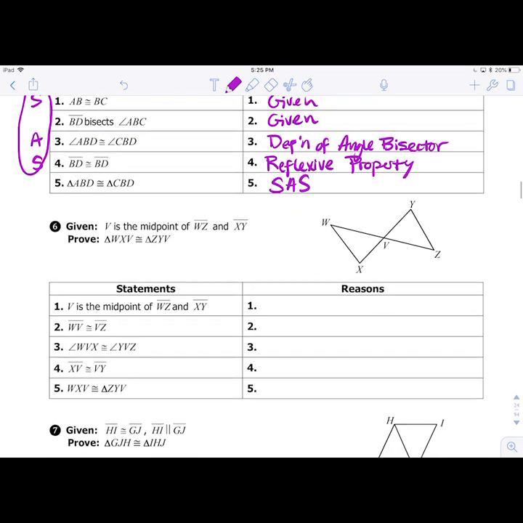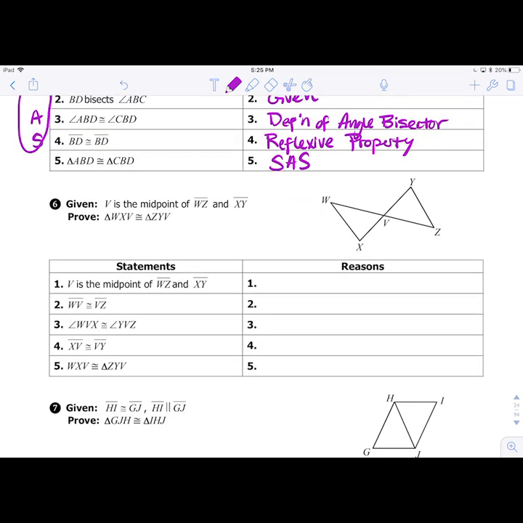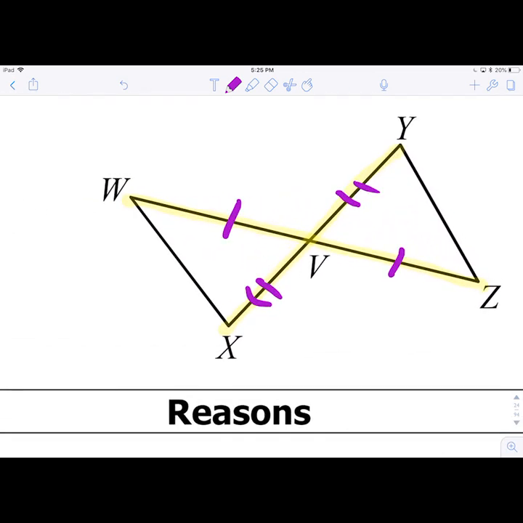All right. Let's take a look here at number 6. It says V is the midpoint of WZ. Okay, well, here's WZ. So that must mean that WV is congruent to VZ. It's also the midpoint of XY, so that's perfect. And you should already have in your head that you're probably going to want the angle between those two sides congruent. And if you take a look, these are kissing triangles. And we know that kissing triangles have vertical angles. Vertical angles are always congruent. So there you go.